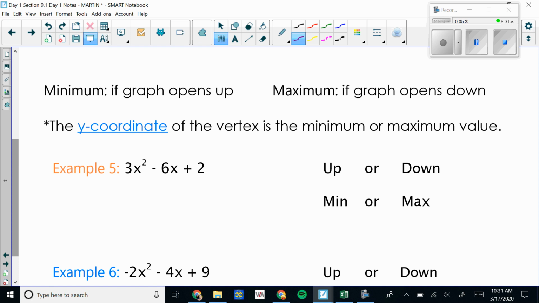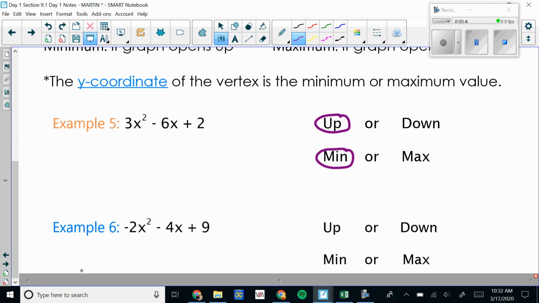Let's try this here. This is going to be a positive 3, so it's going to open up. And since it opens up, it's going to have a minimum. In example 6, this is a negative 2 for the a. It's going to open down. Since it opens down, it's going to have a maximum.